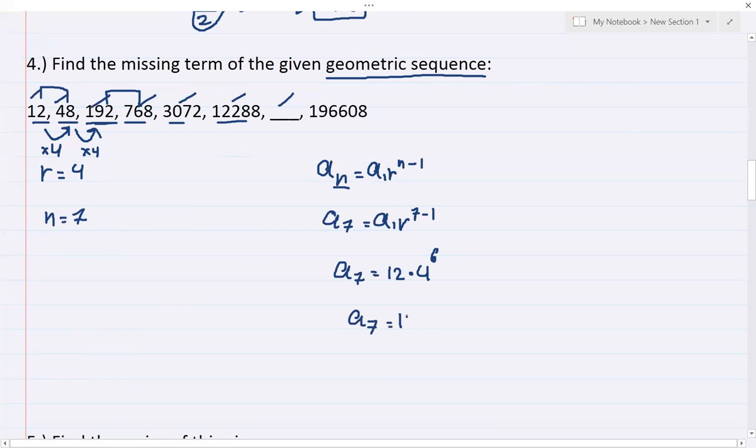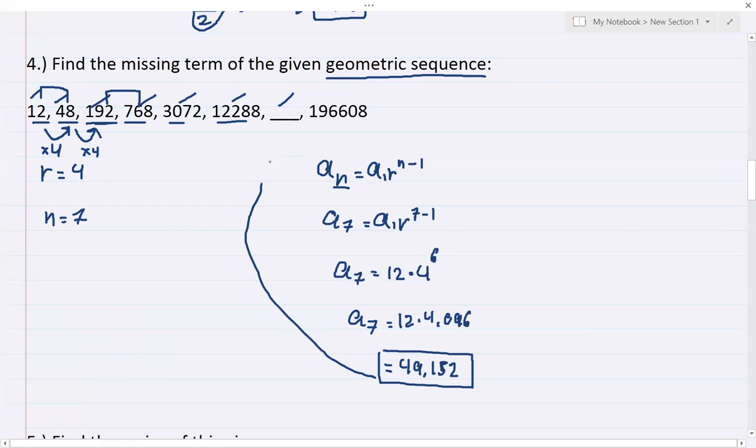is actually 4,096. So multiplied by 12, you will get the answer of 49,152. That is the missing term.